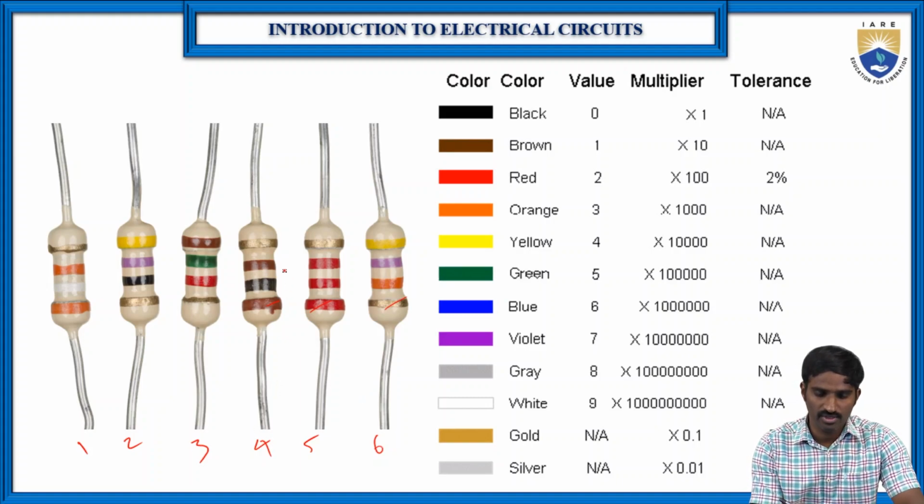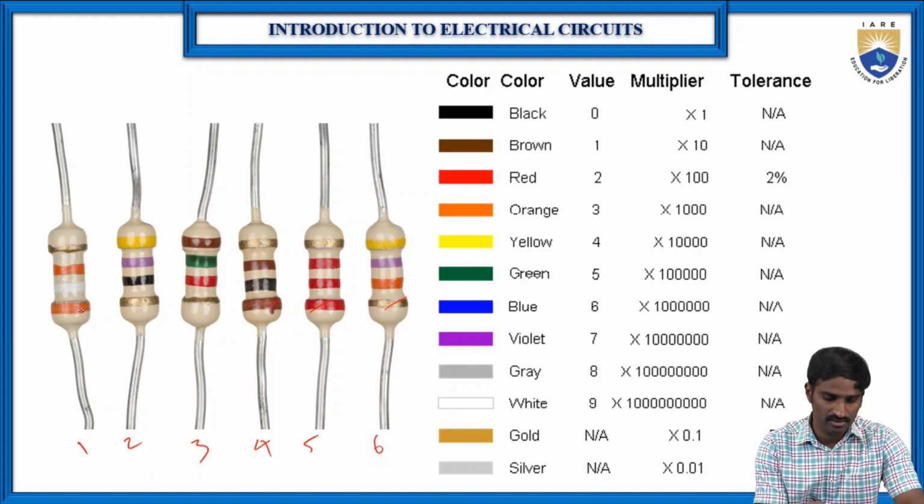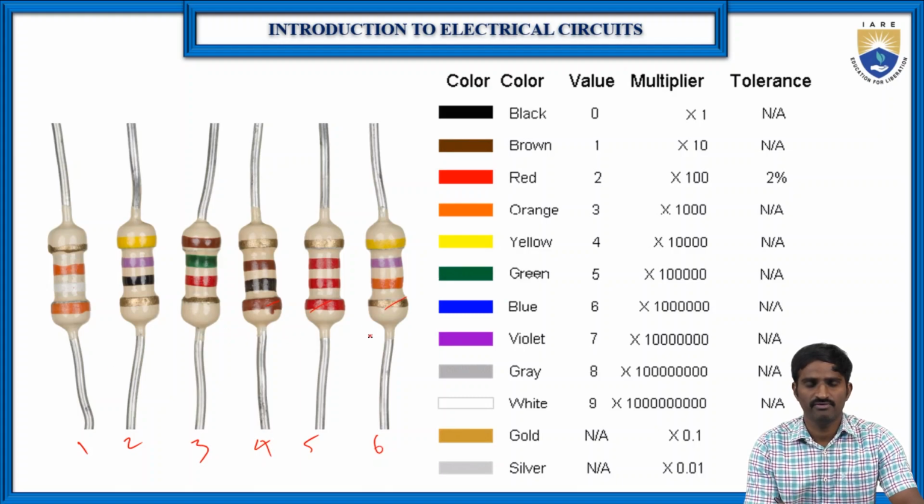And of course the number of bands for each resistor may be similar or may be different. Resistor 1 has 1, 2, 3, 4 color bands, and resistor 2 also has 4. So most of the resistors here have 4 color bands, but sometimes there are resistors with more than 4 color bands also. We will discuss how to identify the resistance of that particular resistor by using this color code, right?